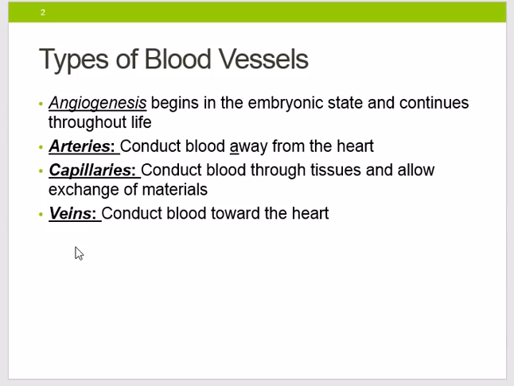Veins do quite the opposite of arteries. They conduct blood toward the heart. Generally, that's deoxygenated blood that also contains waste products, so that it can travel to the heart and then to the lungs to be filtered, cleaned, and reoxygenated so that it can be recirculated throughout the body.